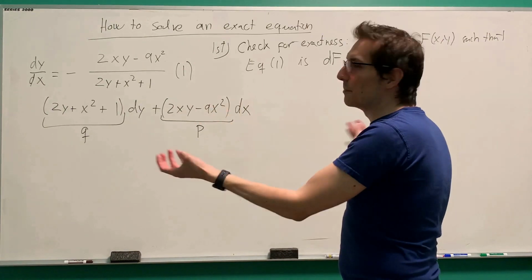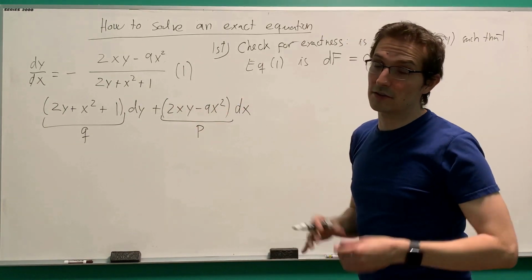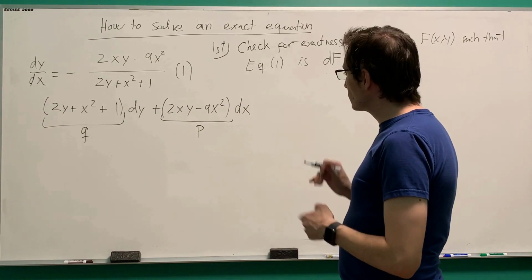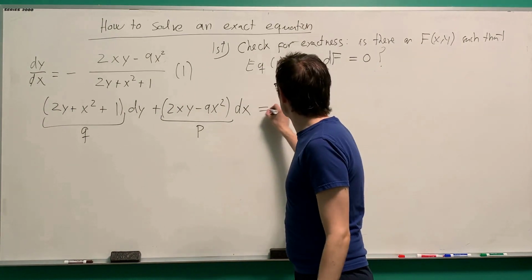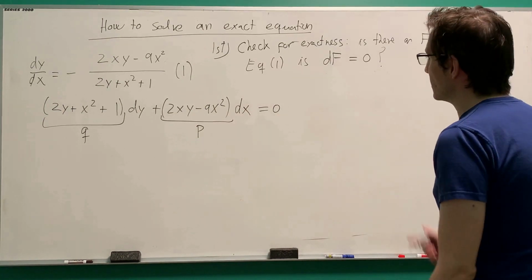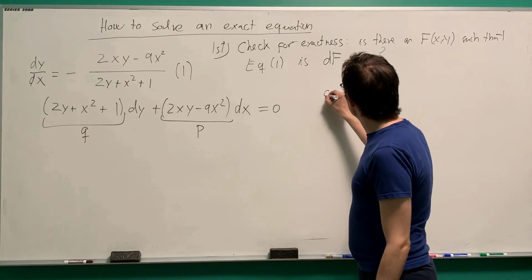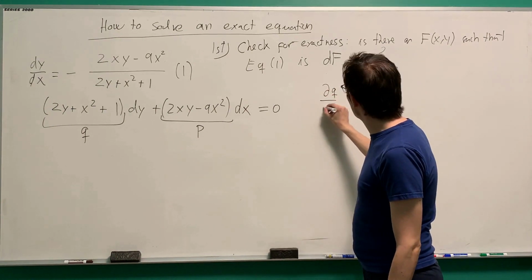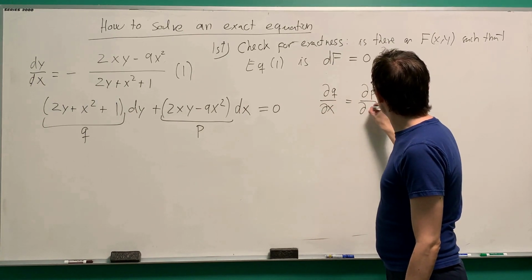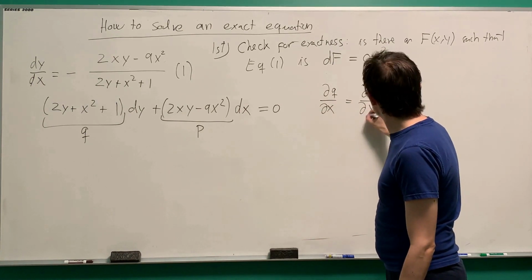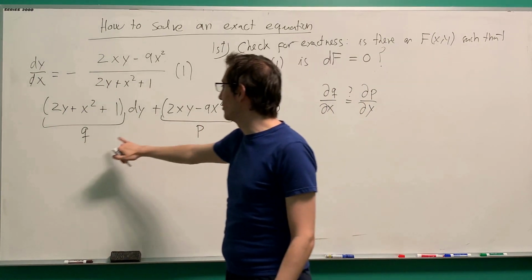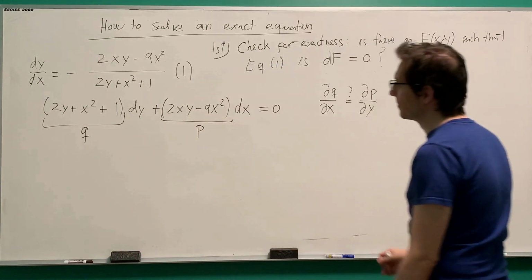But again, it's just arbitrary, and sometimes the variables are called something different, so don't worry too much as long as you're consistent. All right, so is this thing, of course, equals 0? Is this thing the differential of a function? Well, we need to check for exactness, which means, does the partial derivative of q with respect to x equal the partial derivative of p with respect to y? Remember, derivative of this one with respect to the other one that is not multiplying.